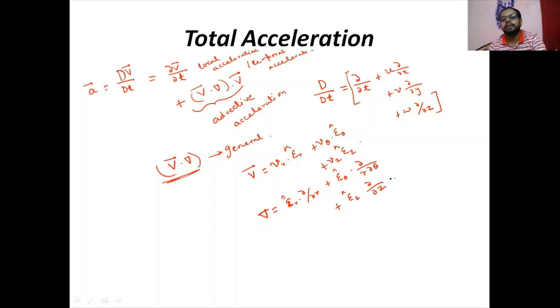The basic equation will be changed. So in v dot del, some changes will come. But this is the most general case. That's why we use this. Whether you change the coordinate, this will never change.